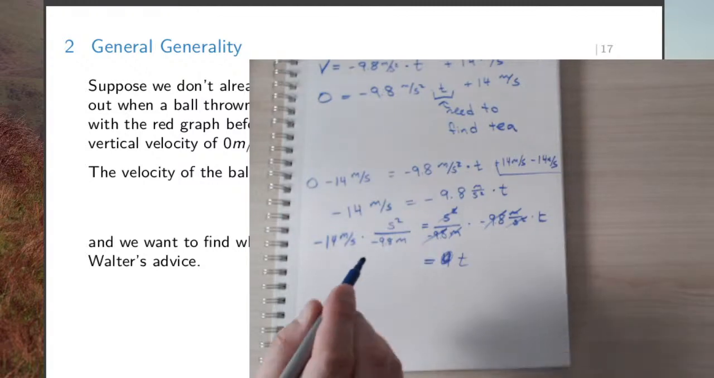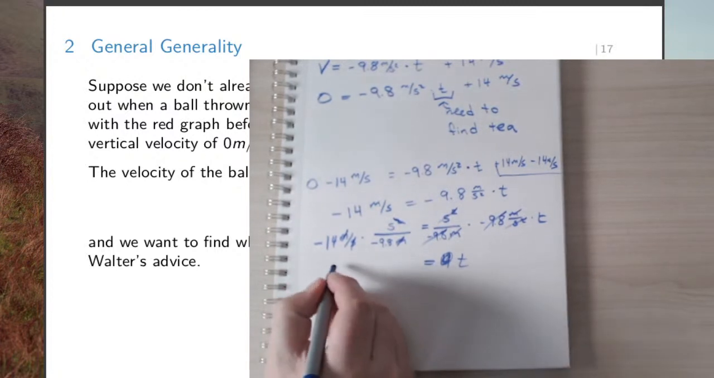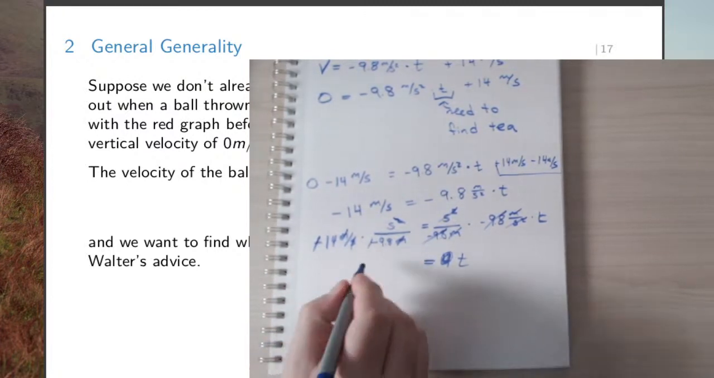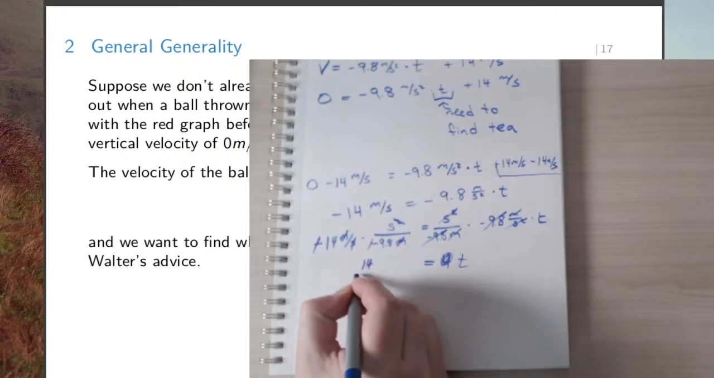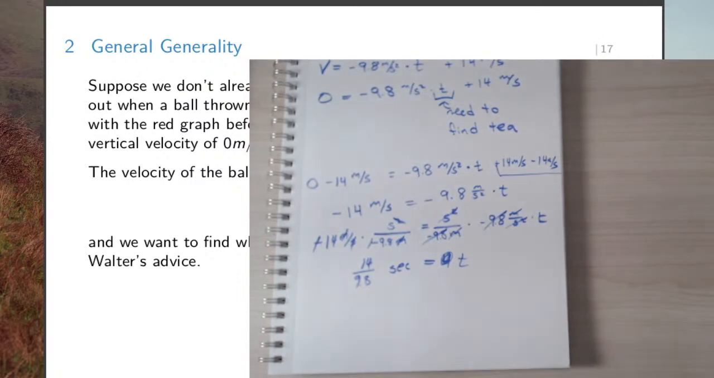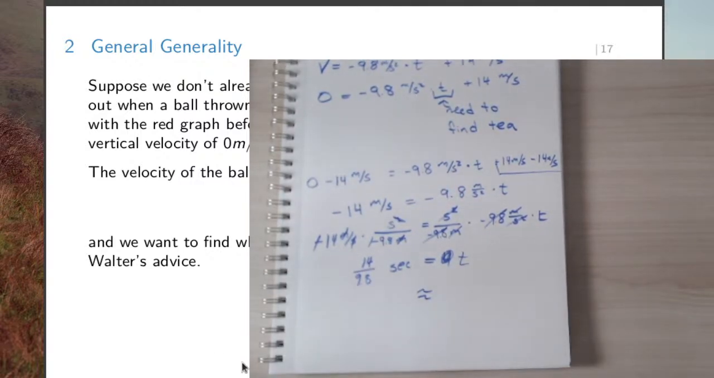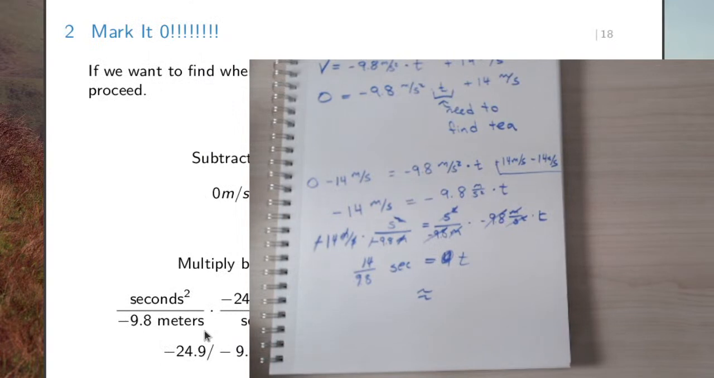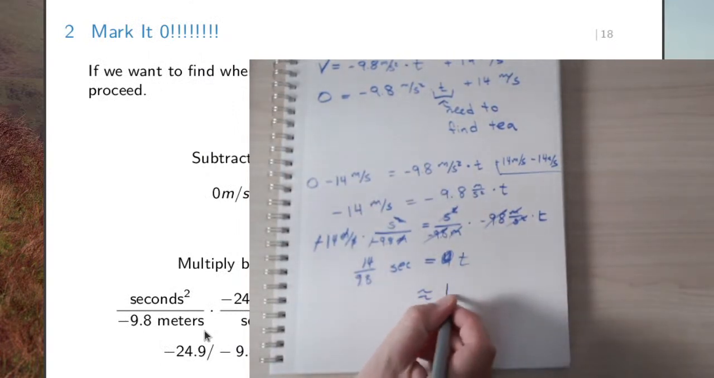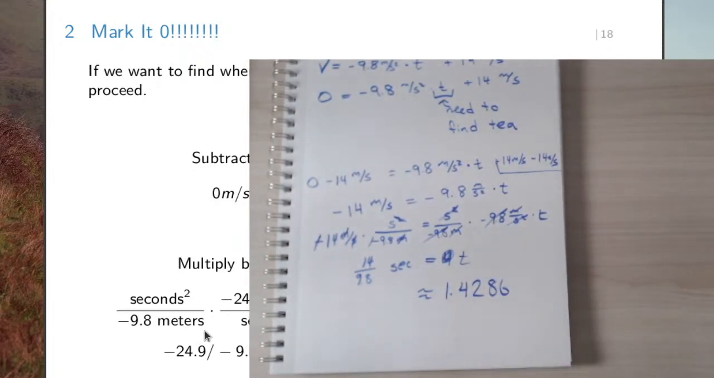And then on the right, well, what happens? Well, the meters cancel. This second cancels with the squareds, and the negatives also cancel, so we get 14 over 9.8 seconds are all that's left. And that's good because time is equal to seconds, and this equals approximately 1.4286.